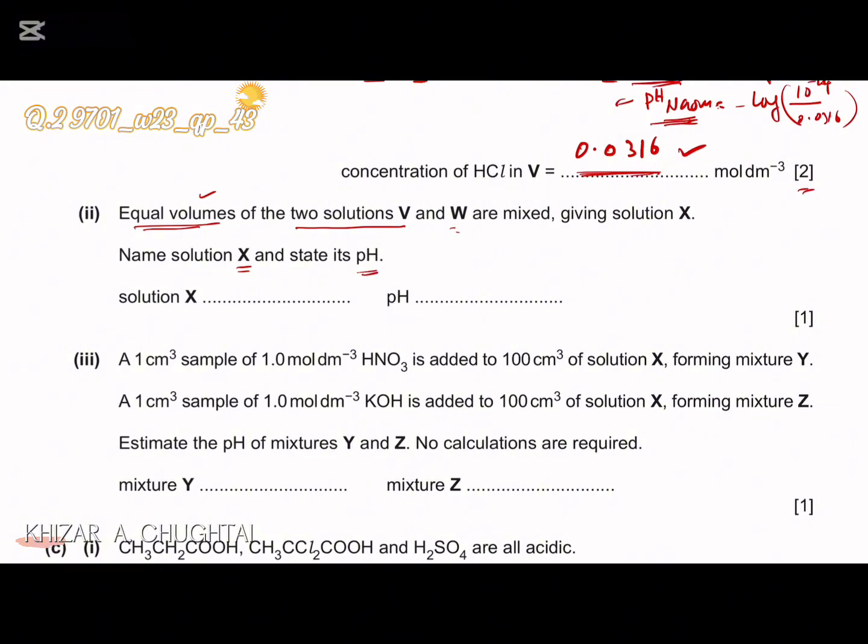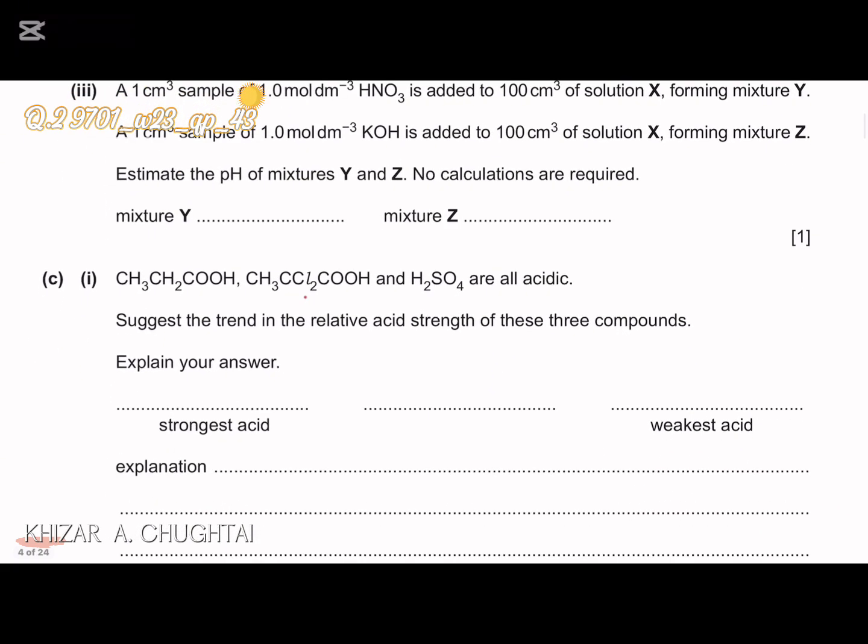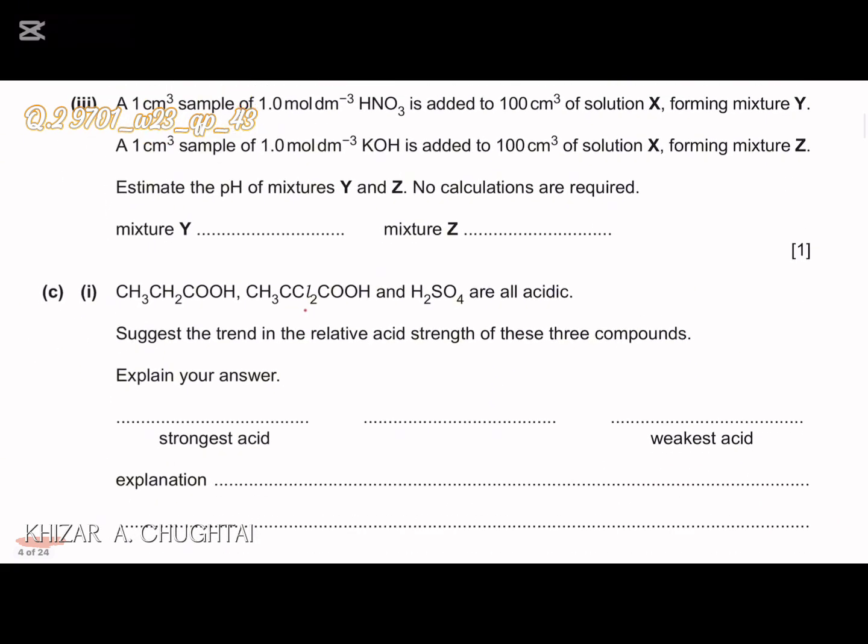So solution X will be NaCl, and the pH of this NaCl is 7. That is a neutral salt, or it will be a neutral solution. Third part: 1 cm³ of 1 mol per dm³ HNO3 is added to 100 cm³ of solution X. Keep in mind that solution X is a neutral solution, having pH 7. If I'm going to add HNO3, that is 1 mol per dm³, it is a strong acid.